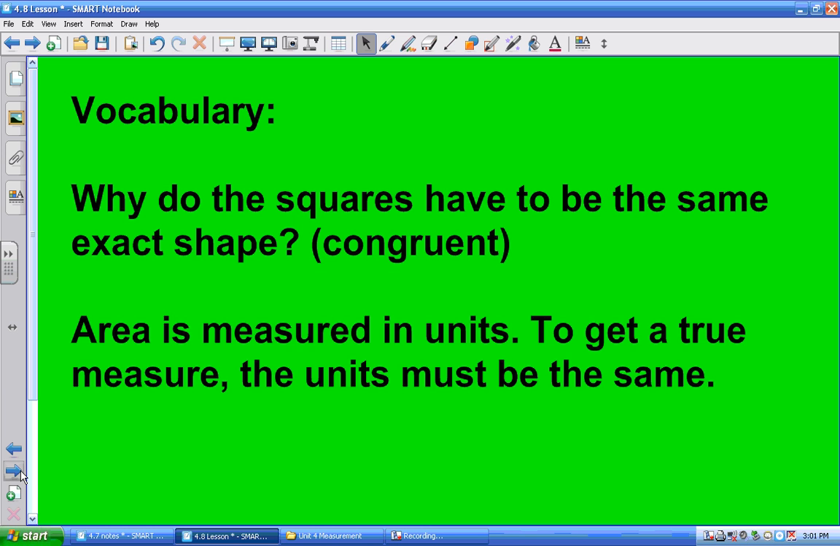So what we have here is area has to be measured in units. To get a true measure, those units must be the same. And if you think back to when we were doing the covering of shapes with triangles, rhombuses, and trapezoids, we always had the same size triangles, the same size trapezoids, and the same size rhombuses, right? And that's why it worked.